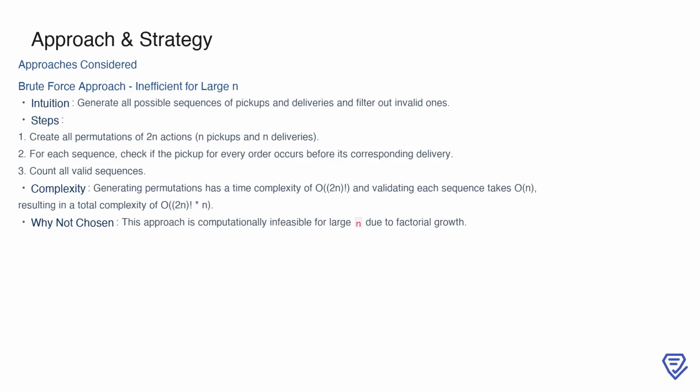Generating the permutations alone has a factorial time complexity of O((2n)!), and validating each sequence adds an additional O(n) per sequence. This results in a total complexity of O((2n)! * n), which grows too quickly to handle even moderate values of n due to this inefficiency, especially for larger inputs. This approach is impractical and was not chosen as our solution.